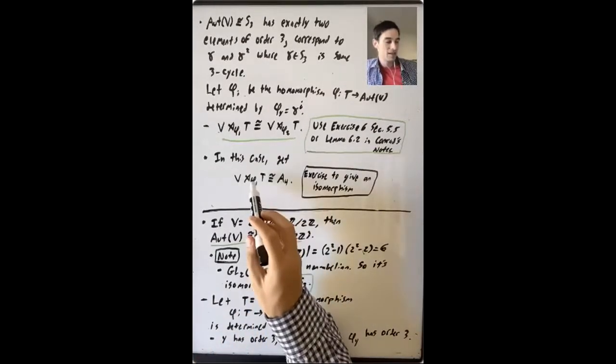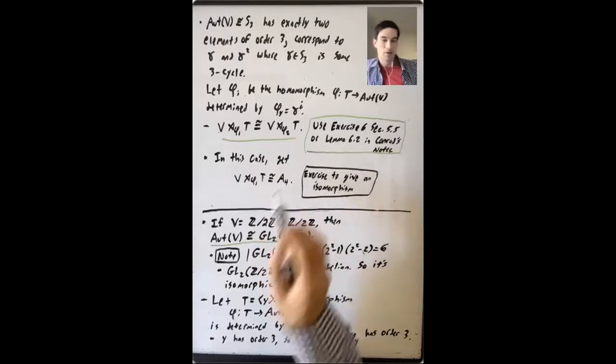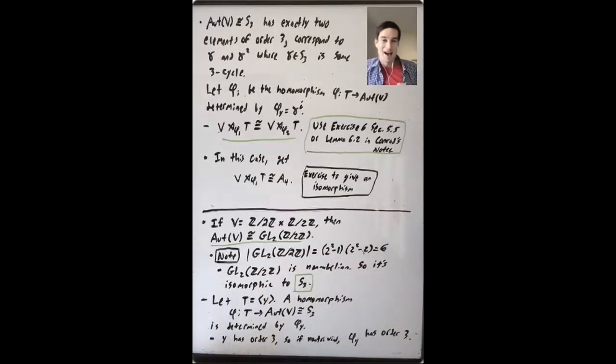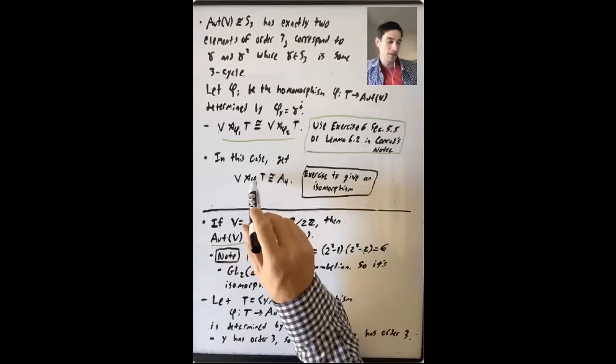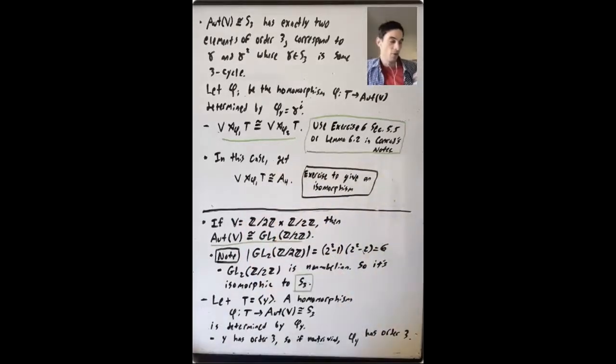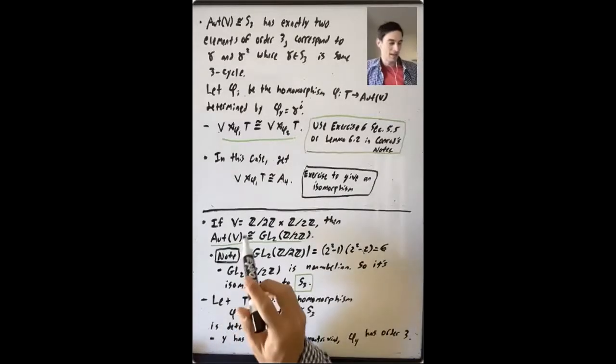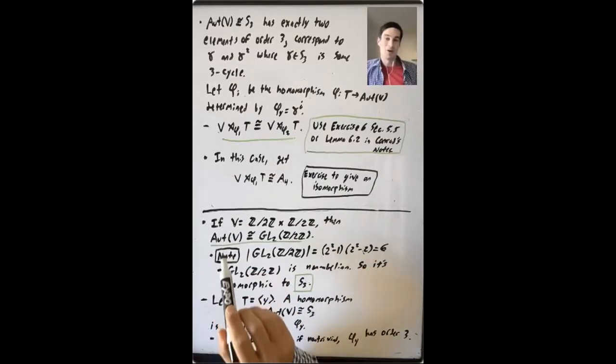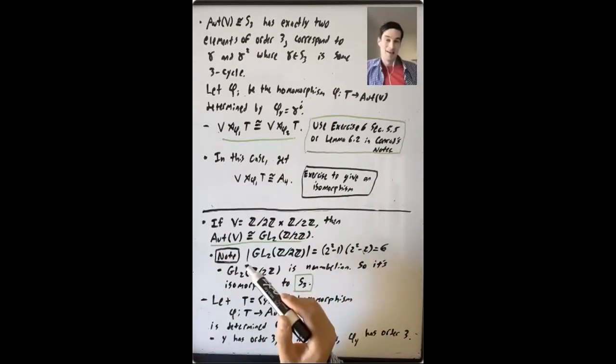Well, in this case, this semidirect product is isomorphic to A4. And I'll leave the details of actually writing down an isomorphism from this semidirect product to A4 as an exercise for you. All right, so that completely handles the case where V is normal in G.